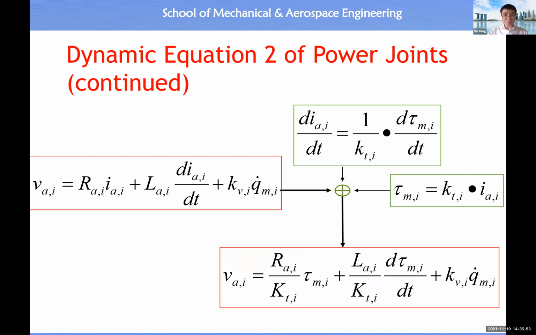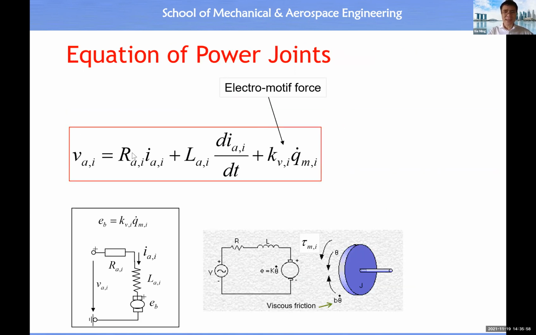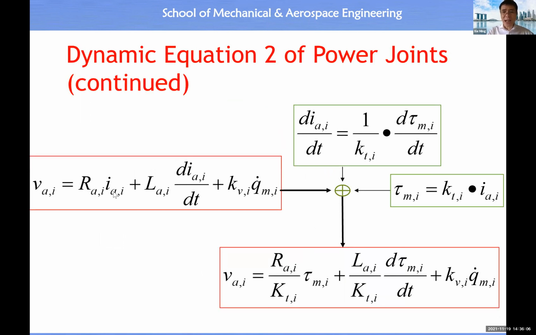Then we continue. From this property on the electronic side of the electric motor, we have this dynamic equation. Now we substitute I and the first order derivative of I with this relationship. Then we get this equation. So you see voltage is a function of tau, q and q dot. We can call this the second dynamic equation of a power joint.